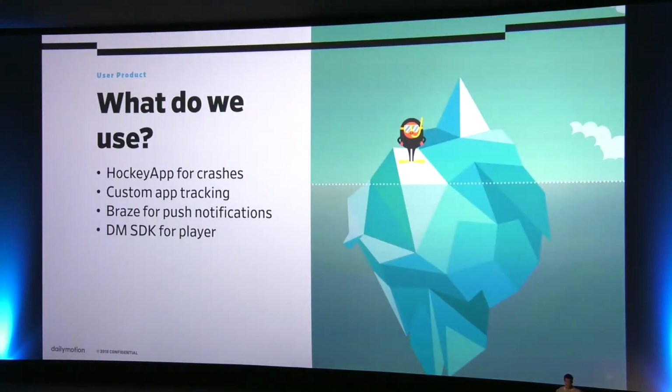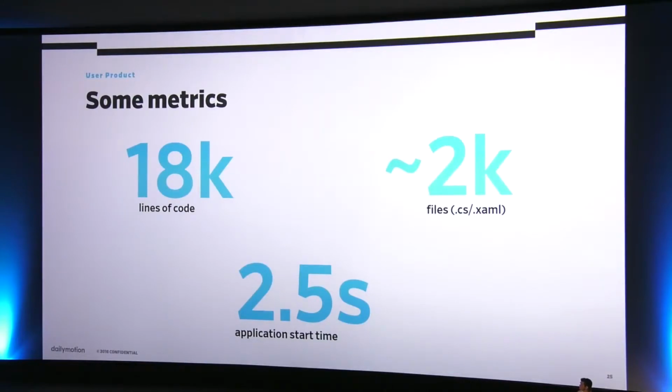What else did we use? Hockey app, because that's what allows us to track all of our issues that are reported from the app, custom app tracking, Braze for push notifications, and the Daily Player SDK. Some metrics: Dailymotion, or at least for the UWP app, is 18K lines of code, about 2,000 files, and the application boots in around 2.5 seconds.